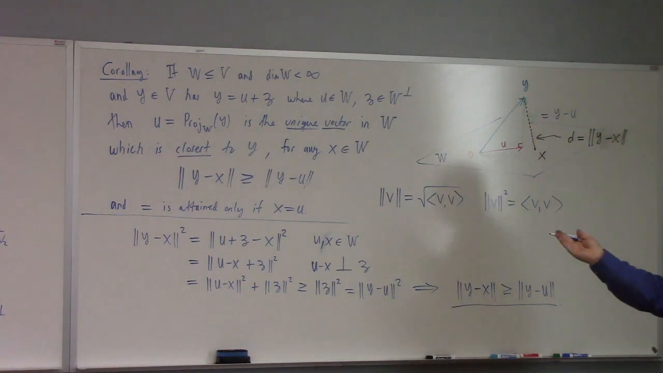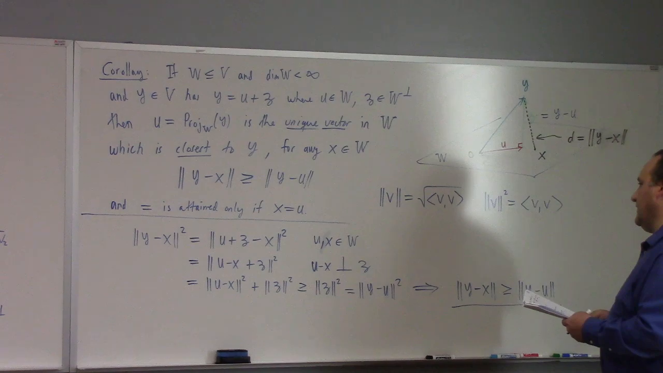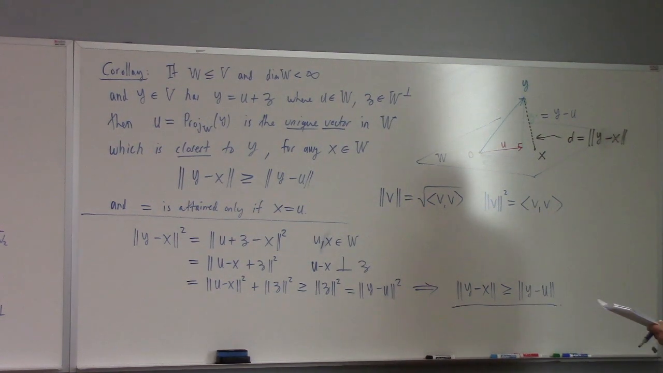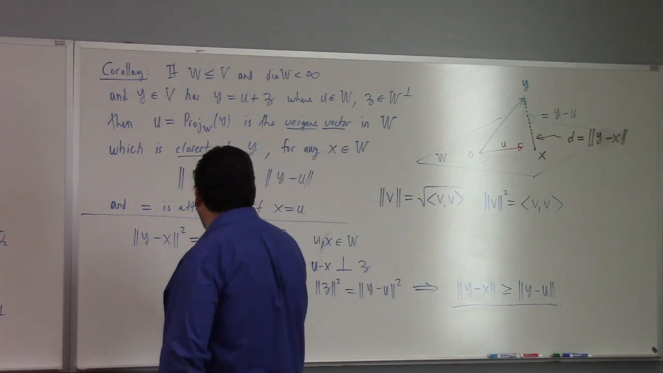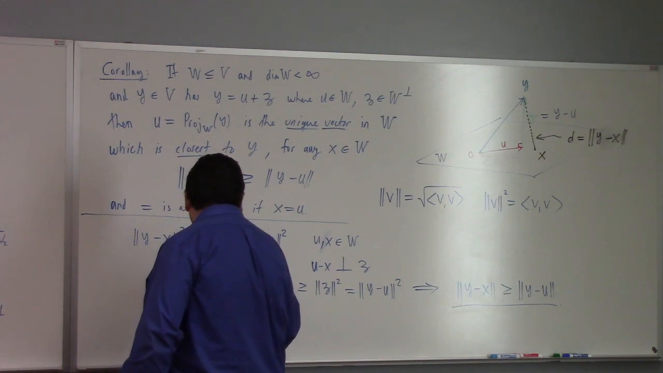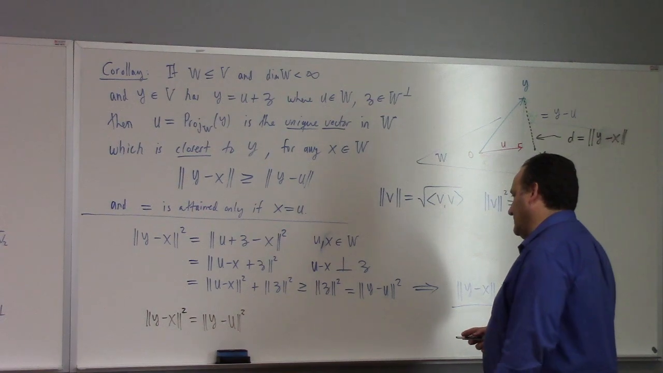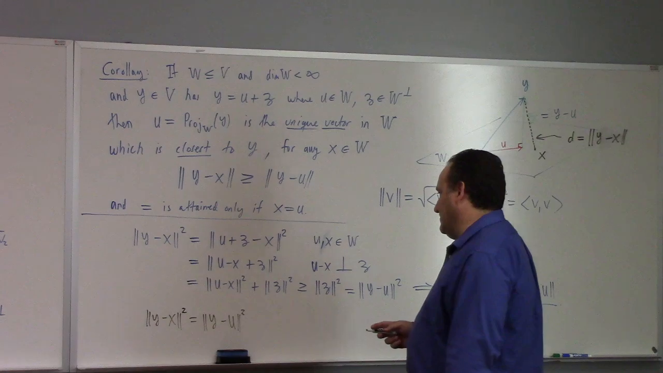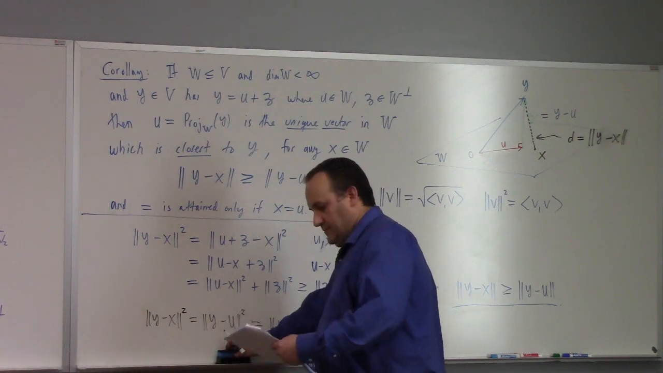And the fact that equality is attained when you put equals there is pretty obvious. And let's see here. If I had equality for a different vector, what would it tell me? If I had the norm of y minus x squared equals the norm of y minus u squared, what would that tell me? Well, the norm of y minus u squared is just the norm of z squared.